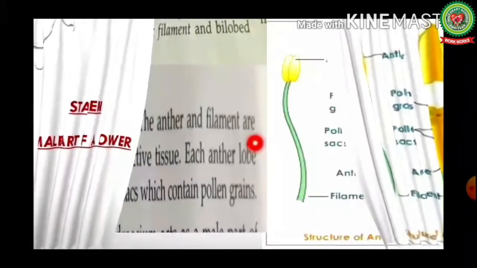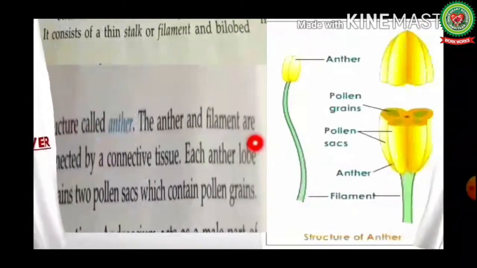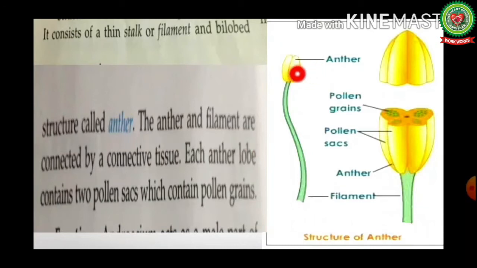Structure of stamen. Each stamen consists of anther and filament. Filament is a long tube-like structure that supports the anther. And anther is a bi-lobed structure. Bi means two and lobed means lobes. Each anther contains two lobes and both the lobes are connected by connective tissue. The anther and filaments are also connected by connective tissue. Each anther lobe contains two pollen sacs which contain pollen grains.